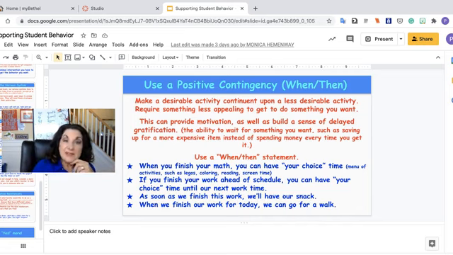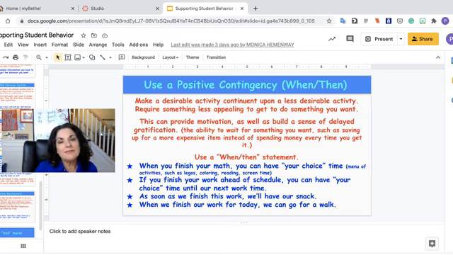such as saving your money to buy something bigger instead of spending it as soon as you get it. So we can use a positive contingency. It's very powerful. It's easy to do in the classroom because maybe we say, okay, if everybody gets this math done, we can have 2 extra minutes of recess.